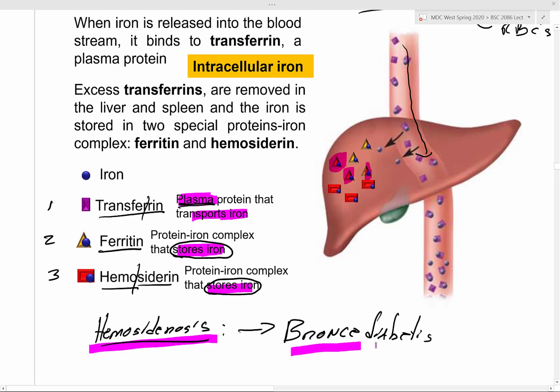This is known as bronze diabetes. Look at that. You need to know what bronze diabetes is or what hemosiderosis is. Okay?